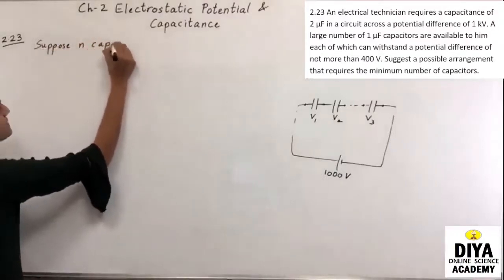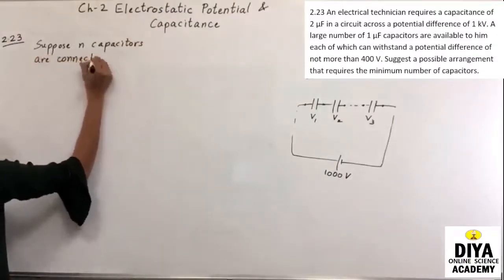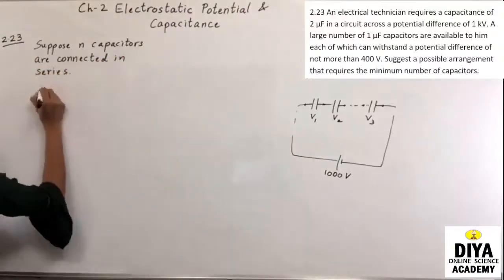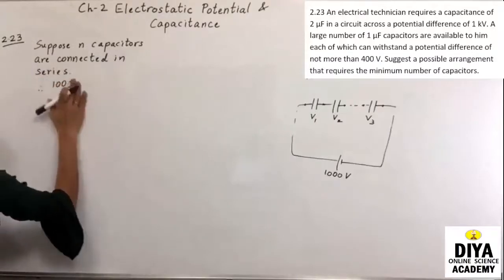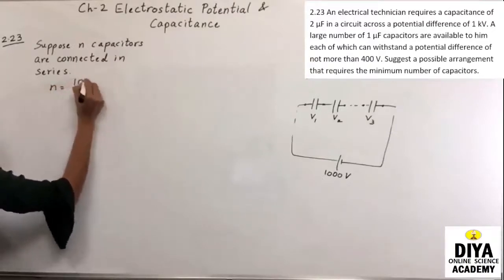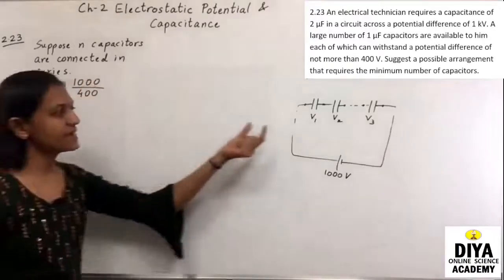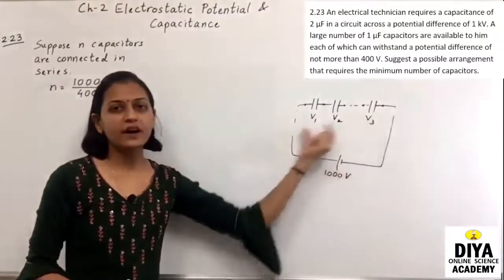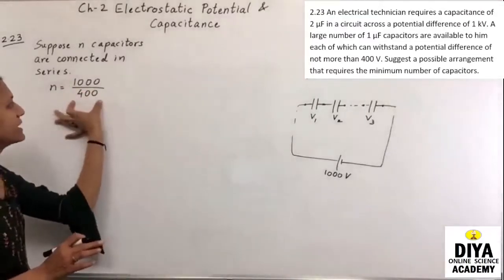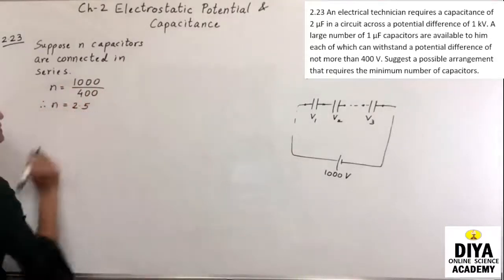So we will write that suppose n capacitors are connected in series, therefore the number of capacitors that will be required is n equals 1000 divided by 400, because as I said this 1000 is going to be divided among these, and the limit is 400, that's why we are dividing 1000 by 400. So n will come as 2.5, right?